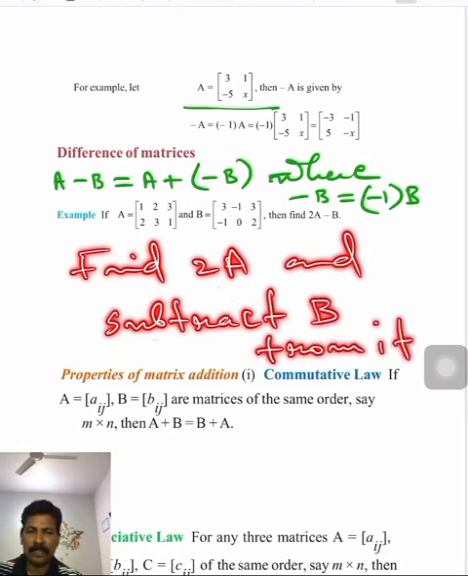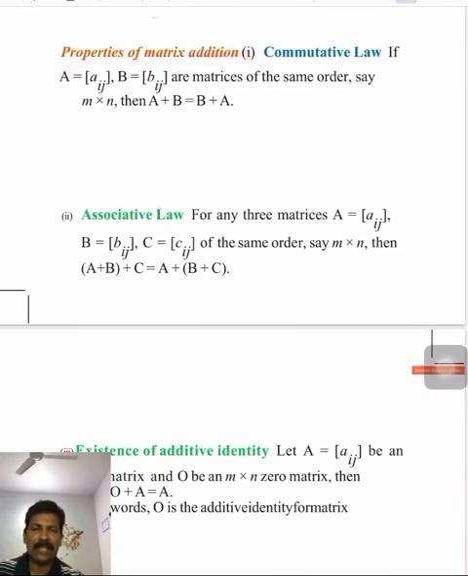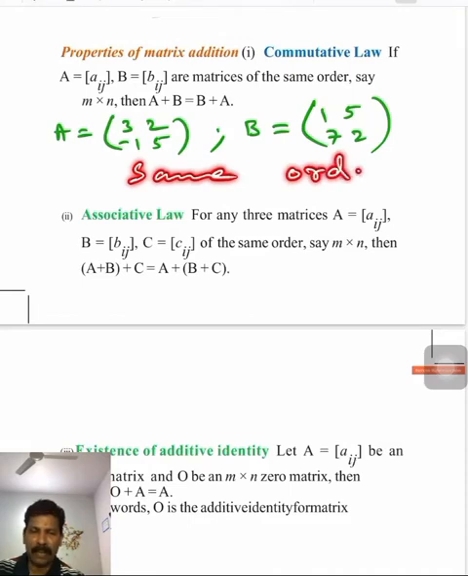That's all. Now properties of matrix addition. First one is the commutative law. You know that the commutative law in number theory means A plus B is equal to B plus A. In the same way in matrix algebra also, if A is equal to 3, 2, negative 1, 5 and B is equal to say 1, 5, 7, 2, then we can find A plus B. Also we can find B plus A and we will see they are equal.